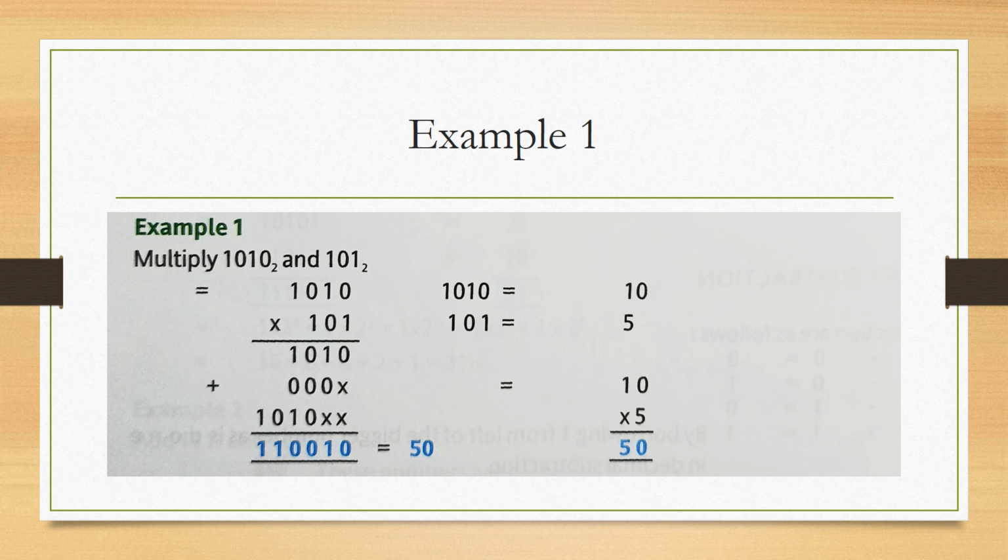When we see the decimal number of 1010, it is 10. When we see the decimal number of 101, that is 5. And when we find the multiplication of 10 and 5, that is 10 into 5, that is 50. So 110010 is equivalent to 50 in decimal number.